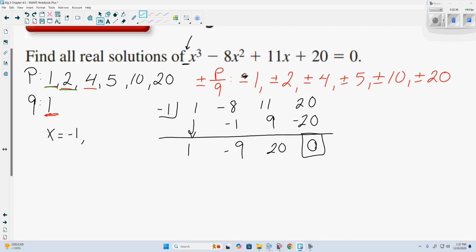That's how we get Q. P over Q, the possible rational zeros, the ones that will give us a 0, is we take each P and divide it by each Q. So 1 over 1 is 1.